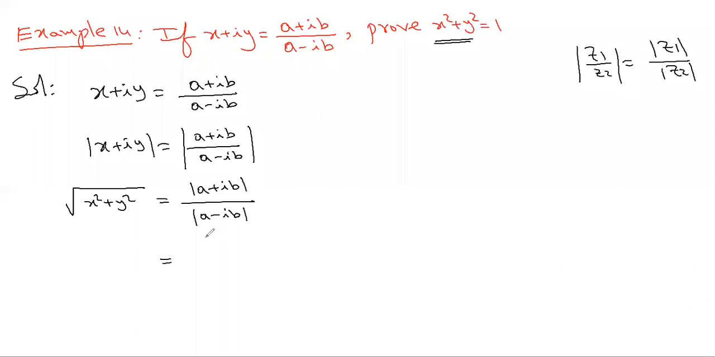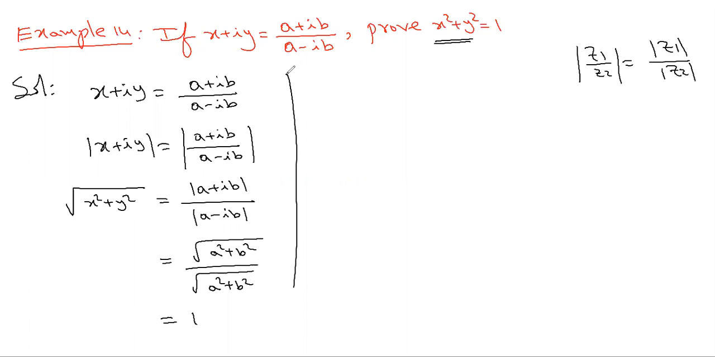And the next step, this becomes root of a square plus b square. And even the denominator becomes root of a square plus b square. So these both get cancelled and we get 1. But the final answer they want is x square plus y square, so squaring both sides, x square plus y square equal to 1.